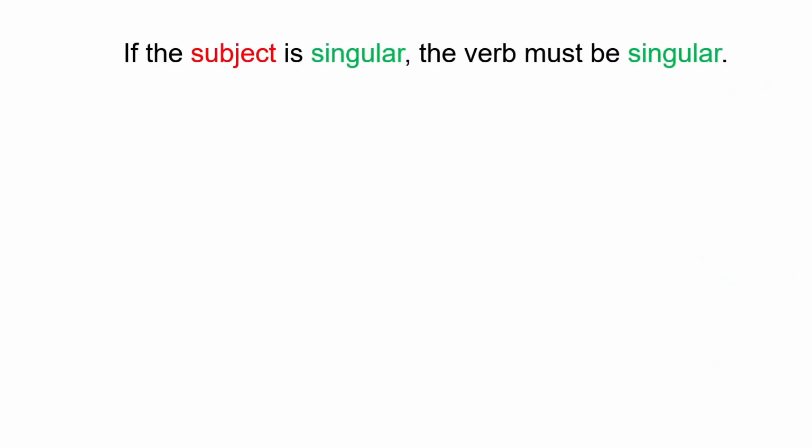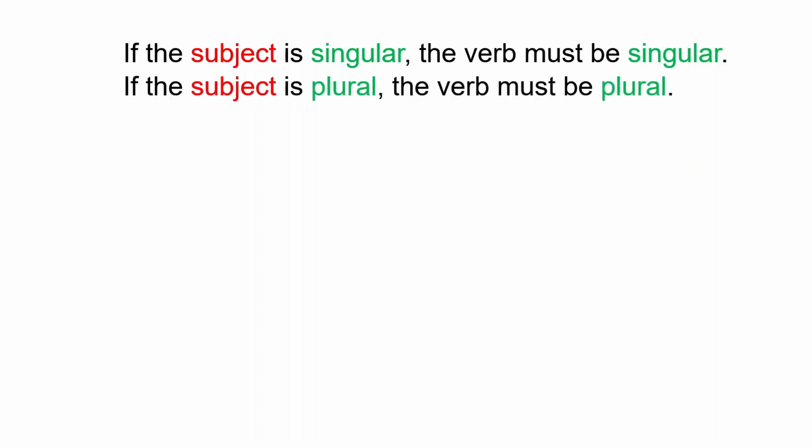If the subject is singular, the verb must be singular. And if the subject is plural, the verb must be plural. As simple as that. In English sentences, the verb chosen must agree with its subject in form and meaning.